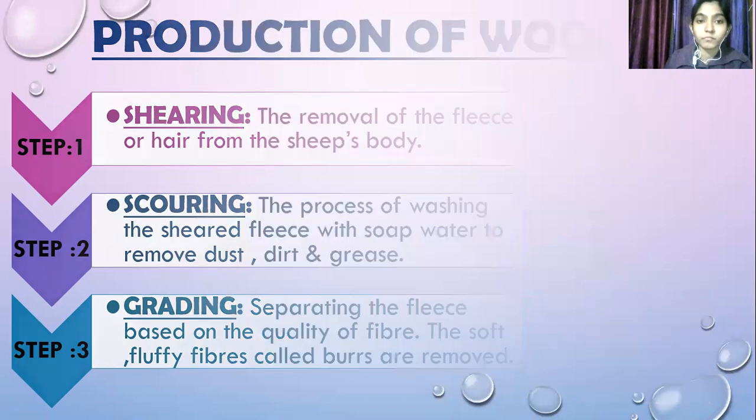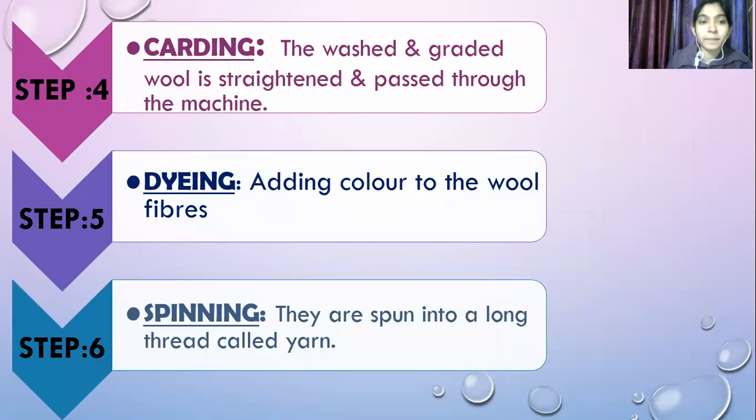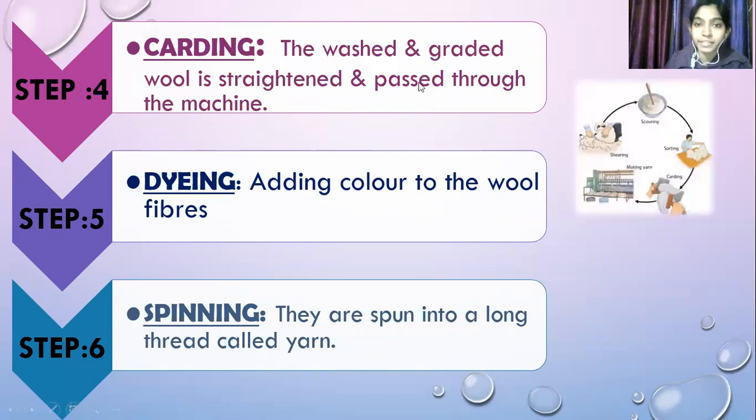Okay. Now, the fourth step is carding. The washed, graded wool is straightened and passed through the machine. After washing and sorting, the wool is straightened, and this can be done by the machine. After the straightening, the fifth step is dyeing.